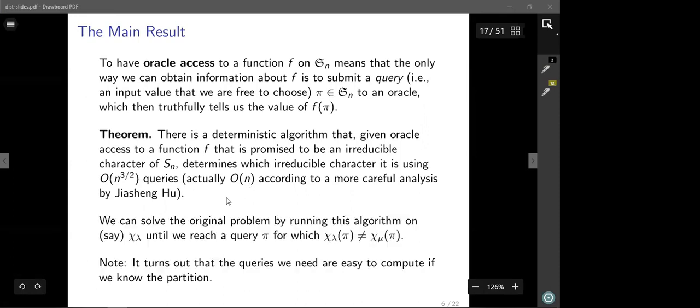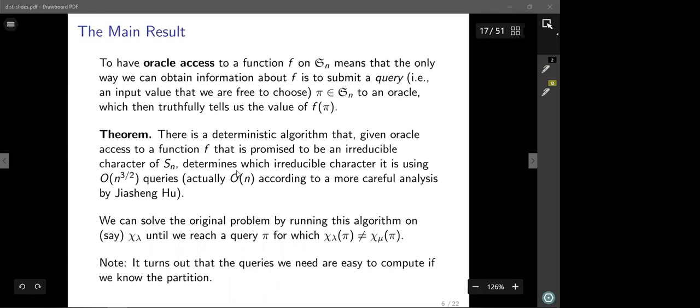And moreover, it turns out that if you have an answer to this, then you can solve the original problem of distinguishing these two things by just running this algorithm on, let's say, chi of lambda. Now chi of lambda is not unknown, but you can just say, let me figure out what the value of lambda is, trying different values of pi until I find something that distinguishes it from everything else.